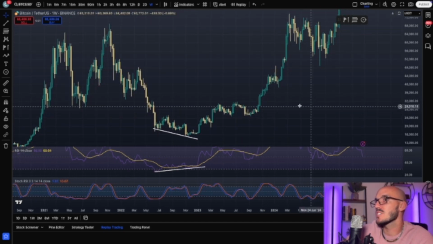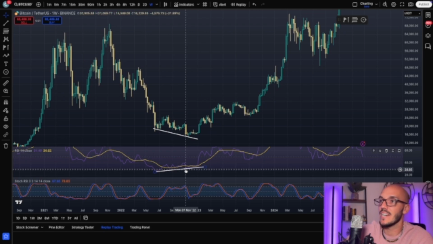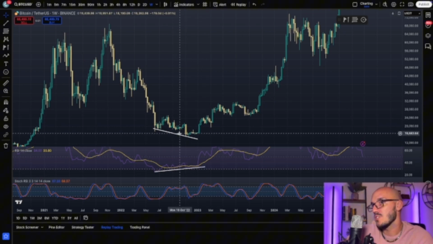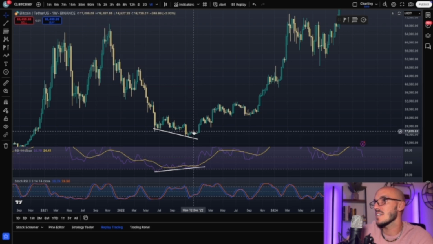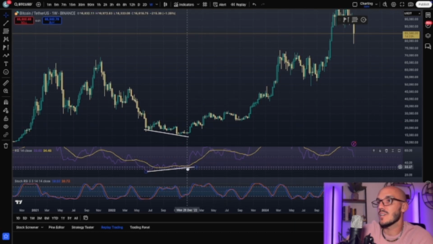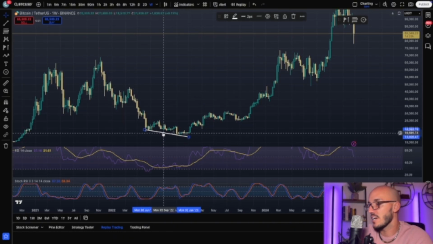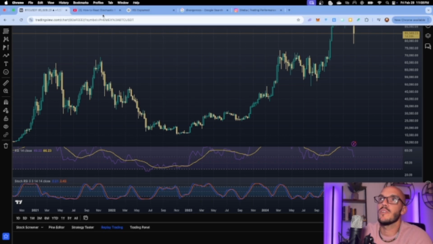If you would have just taken a bunch of longs when you identified this bullish divergence right here, you could have just longed this whole area when Bitcoin was at $15,000 or $17,000, and you would have been set for this whole bull run, right? That's why these divergences are very, very helpful. And you could do these on smaller time frames as well.